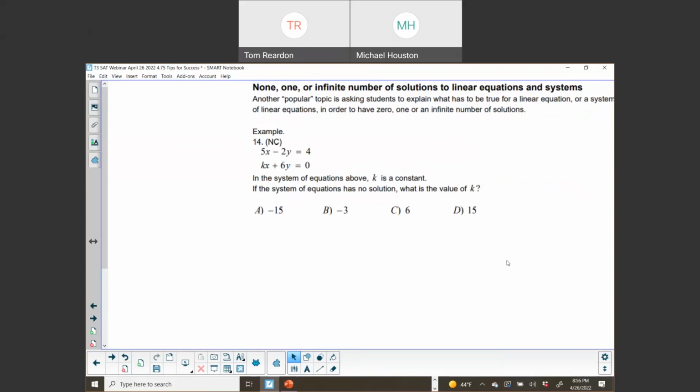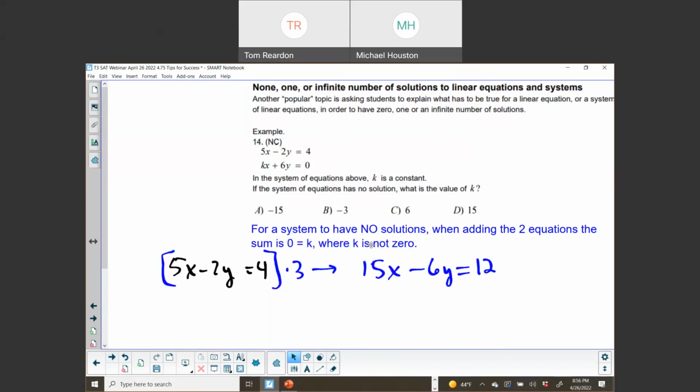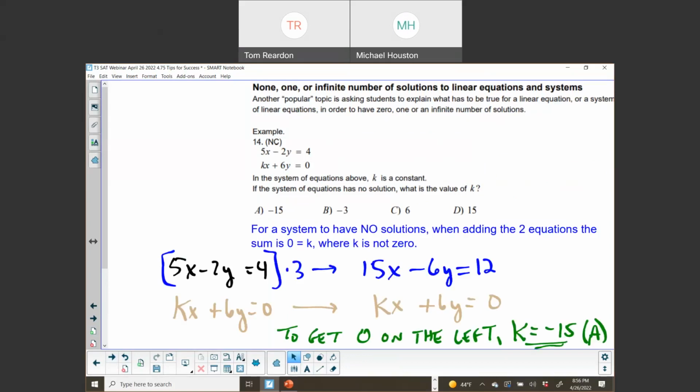So we're kind of going backwards. Usually we give them the system and say solve it, and say, oh, it's no solutions or an infinite number of solutions or whatever. So to do this one, I did it this way. You have to add the equations and get something like 0 variables is equal to some non-zero constant. So I multiplied through by 3, added it to here. And the only way this is going to be 0 on the left is if K is negative 15. Okay. So again, it's kind of working backwards.